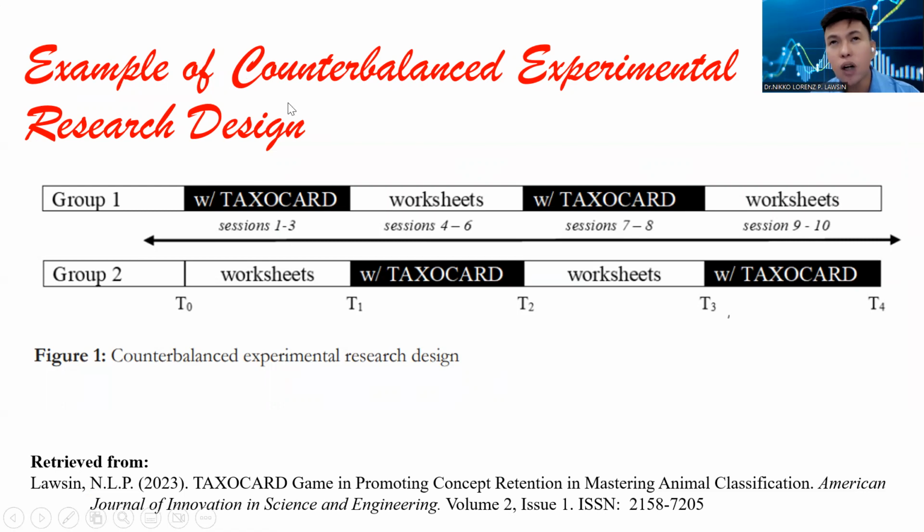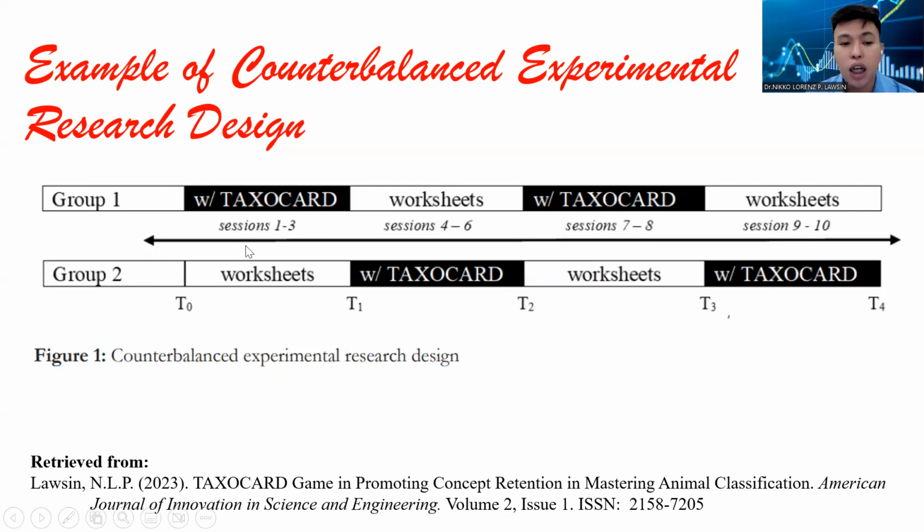Okay. One of the issues in experimental research design is the presence of bias. Diba? The researcher might have bias on the treatment that he or she is trying to implement in the classroom. So to counter that, or to think of another research design that will avoid the bias, you can use this design. Okay. At the beginning of the experimentation or conduct of the study, there is a pre-test, the T0.